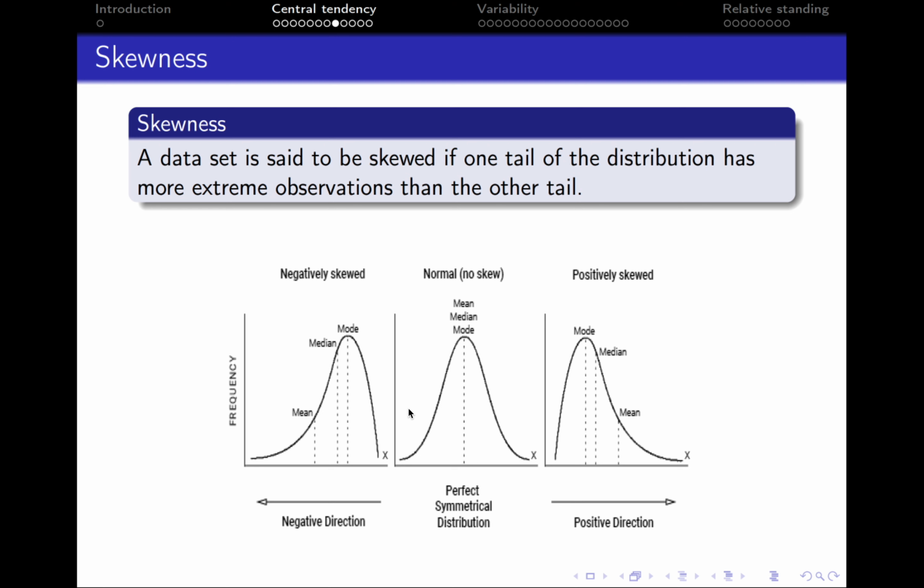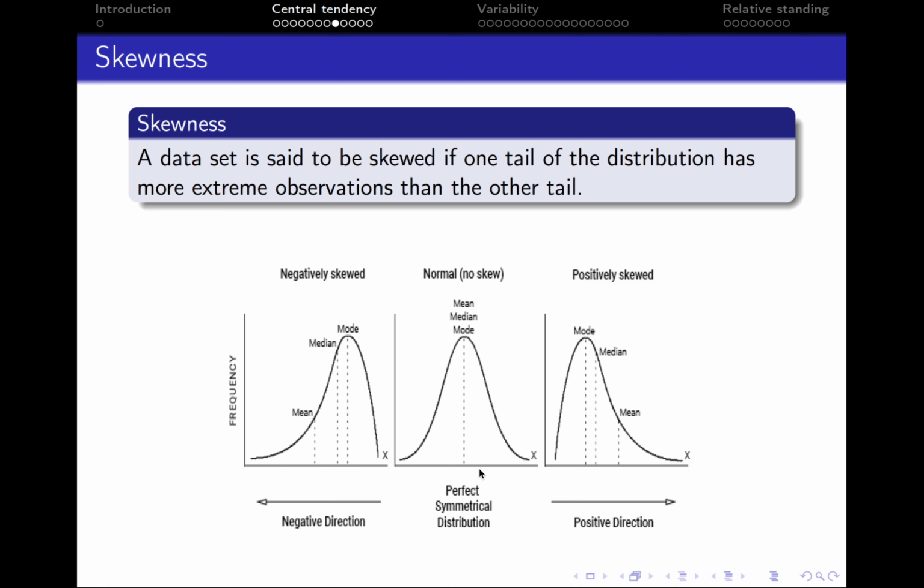The first approach is a very technical one: comparing mean, median, and mode. If you look at the middle graph, you will see that we have normal skewness, so no skew, which means normal distribution, when mean, median, and mode are exactly the same, so equal to each other. We have positively skewed data when mean is the highest, whereas mode is the lowest value and median is in the middle. And negatively skewed data when mean is the lowest, whereas mode is the highest and median is in the middle.